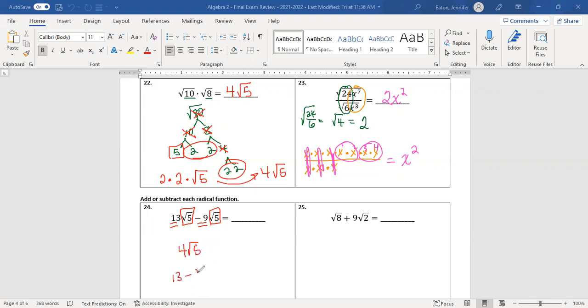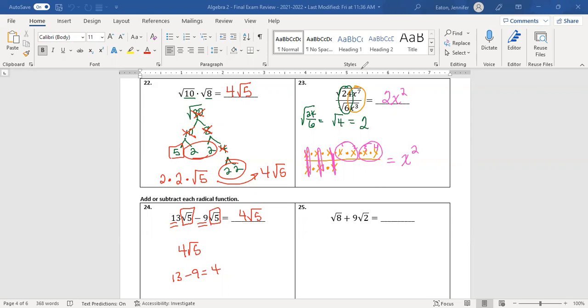Just write it down. 13 minus 9 equals 4. So we get 4, and then the root that we have in common, root 5. Notice we didn't do root 5 minus root 5 is 0 and get rid of the root. We also didn't do root 5 plus root 5 or double the root 5 or anything of that nature. When the roots are the same, it's simply like putting in x there. 13x minus 9x would give us 4x. So the root 5 stays the same.